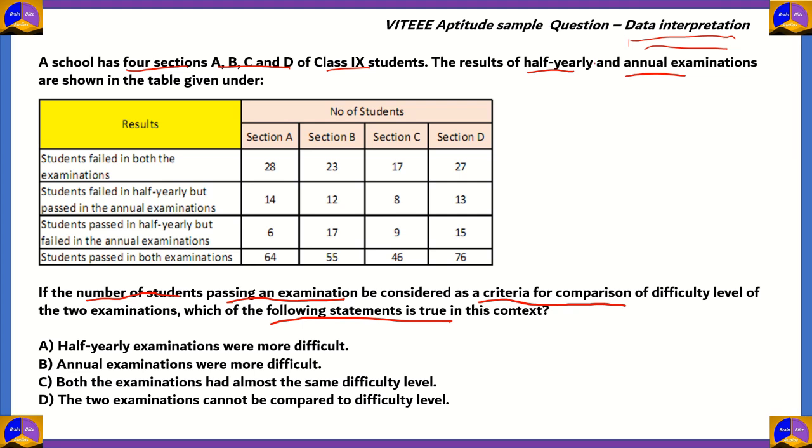So in order to compare the difficulty levels of the half-yearly and annual exams, we need to understand the number of people passed in each of the exams. So if you want to check out for half-yearly exams, then it will be the number of students passed in half-yearly exams but failed in annuals, and the number of students passed in both examinations.